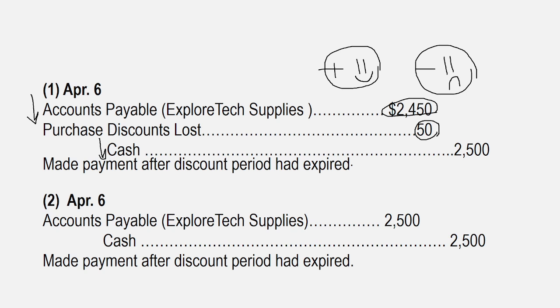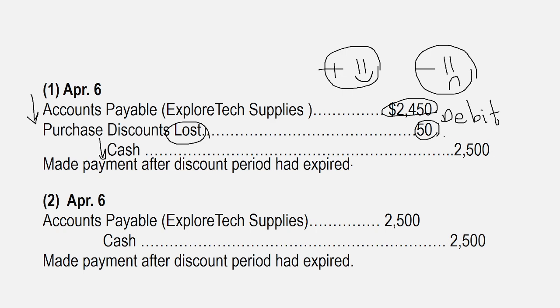And the key to matching this condition is the use of a new account under the name of purchase discounts lost. Debit this account, because it looks like the expense accounts, by the total loss, which in this case equals $50.